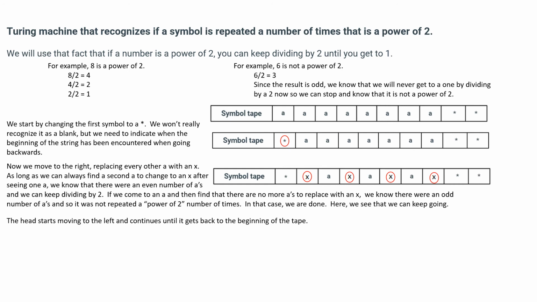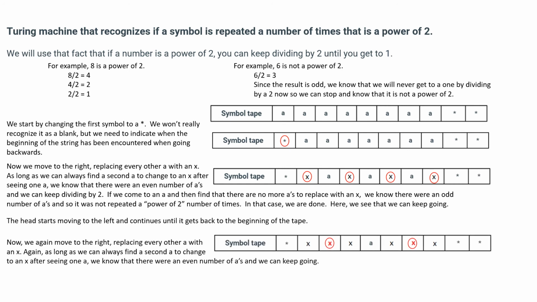The head is going to start moving to the left and continue until it gets back to the beginning of the tape. How does it know it's at the beginning of the tape? Because it encounters that blank that we put there at the beginning. Once it sees that, it knows, oh, this is really not a blank, it's an A, but it's telling me that I'm at the beginning of the tape. Okay, so imagine the head going all the way back and starting again here at the left.